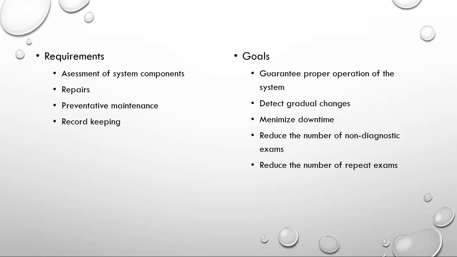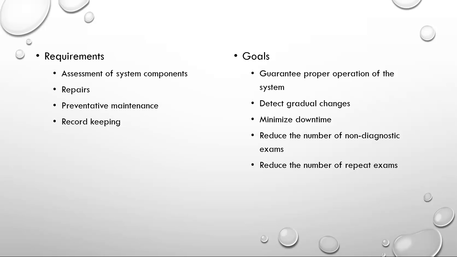Quality assurance requirements are the assessment of the system components, making sure that repairs are done properly, doing preventative maintenance, and record keeping. The goals of quality assurance are to guarantee proper operation of the system. It helps to detect the gradual changes that occur over time and is done to minimize the downtime of our equipment and to make sure that we're able to scan more patients, not like we're doing enough already. It helps to reduce the number of non-diagnostic exams that are performed and reduces the number of repeat exams.